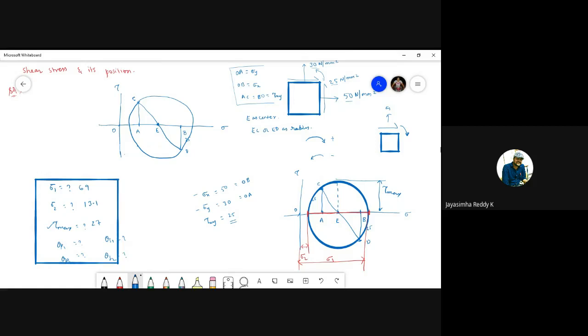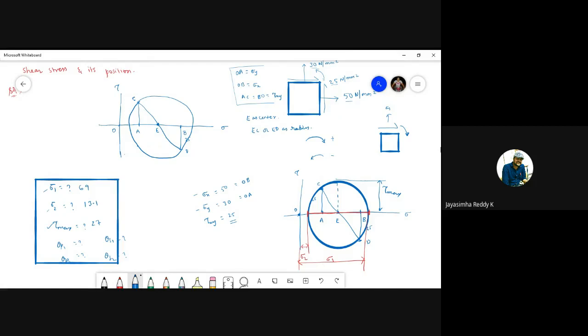That's it. So this radius is nothing but tau max, and the extreme diameter points from the origin, the extreme diameter points on the horizontal axis, are the principal stresses, that is sigma 1 and sigma 2.